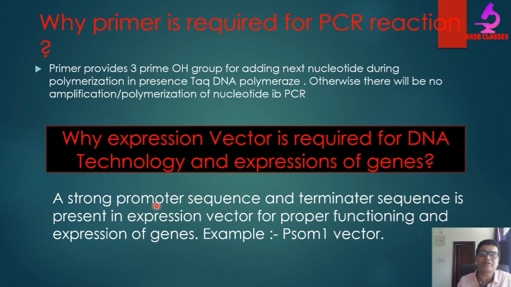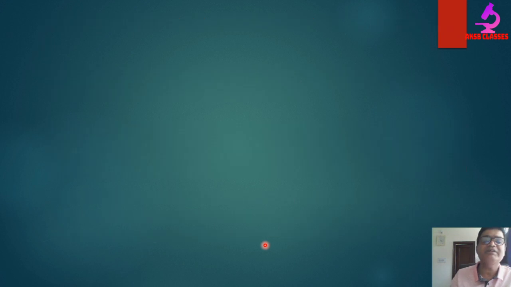So you must remember the promoter sequence and terminator sequence are helpful for the functioning of a particular gene of interest. A separate gene alone is not going to express, it cannot give its function if there is no expression vector. So try to remember expression vector, that is TSOMI vector. It is an example of an expression vector.